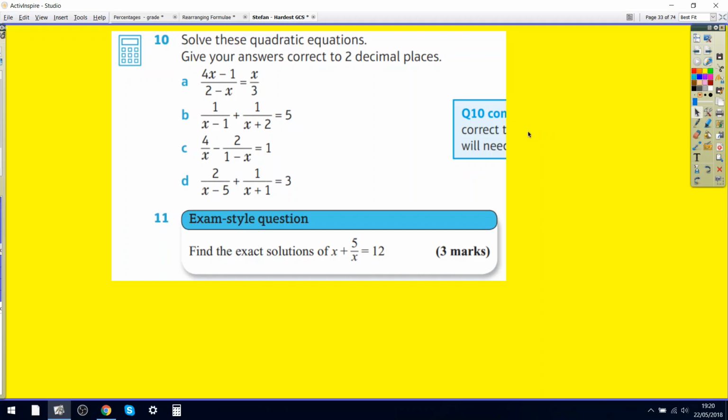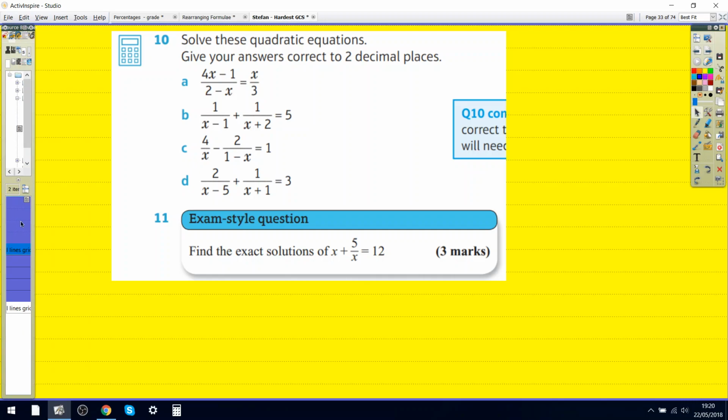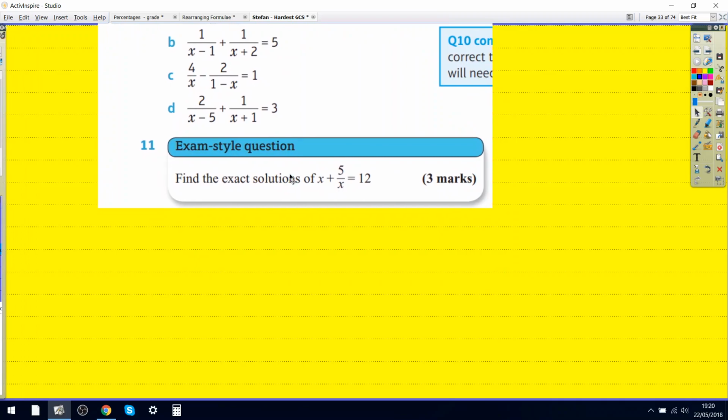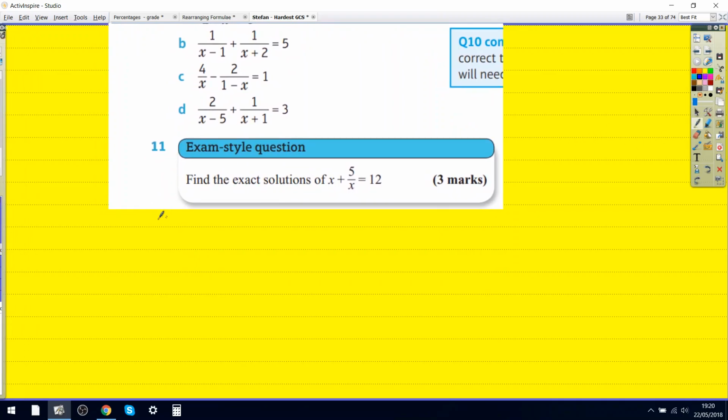So 10A. Do you want me to start with 10A or? Let's start with B, I think. Okay. So 1 over x minus 1 plus 1 over x plus 2 is 5. So we want a common denominator between these two. So we'd have x plus 2 over x minus 1 in one bracket and then x plus 2 in another bracket. Plus x minus 1 over x plus 2 in one bracket and then x minus 1 in the second bracket to equal 5.